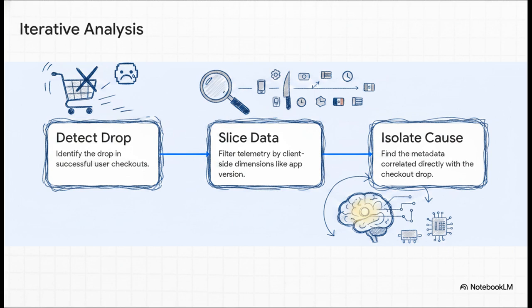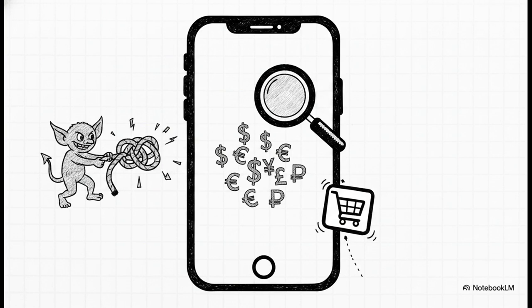Because they have rich on-device metadata safely pulled via their real-time control plane, they slice this failure data by client-side dimensions. This is data the backend literally never sees. We're talking about the specific app version, the device locale, the previous screen the user was on, or even the battery state. Finally, they move to step 3, isolate the metadata that perfectly correlates with the drop in checkouts. By combining these failed checkouts with that client-side metadata, they can easily isolate what we call silent killers. These are massive revenue-impacting issues that traditional backend monitoring is completely blind to.